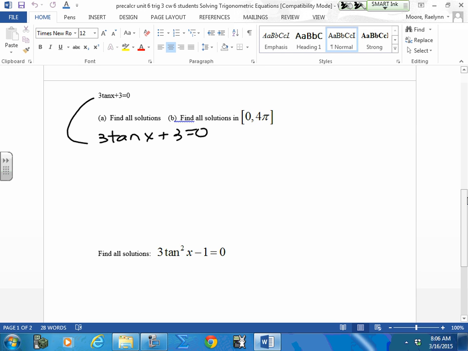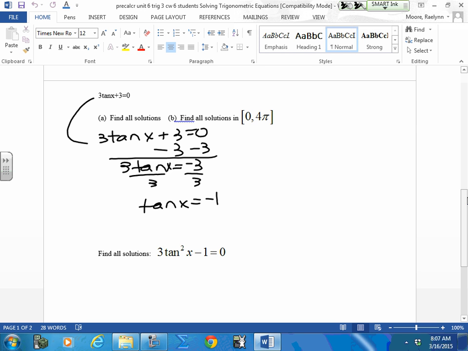Okay, so my first step. What should I do first? Minus 3. It's an equation. Then what? Divide by 3. This is sounding familiar. So the tangent is equal to -1. What angle has a tangent of -1?